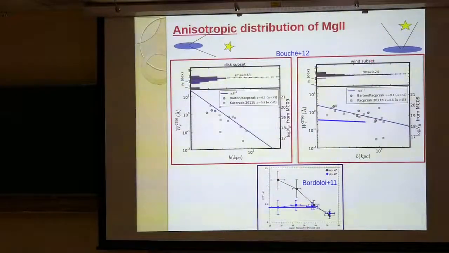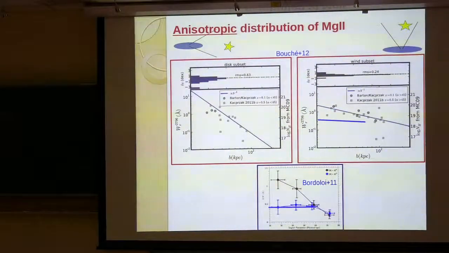For the wind, we think we can understand and explain this flat relation that goes as 1 over r, 1 over b, the impact parameter, with a very simple biconical model when you have mass conservation. At least in that case, you get a 1 over r dependence, which is this line here.